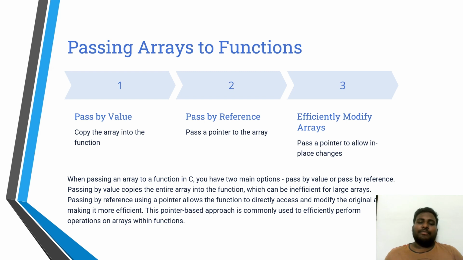When passing an array to a function, you have two main options: passing by value or passing by reference. Passing by value copies the entire array into the function, which is inefficient for a large array. Passing by reference uses a pointer, allowing the function to directly access and modify the original array, making it more efficient. This pointer-based approach is commonly used for effective operations on an array within functions.